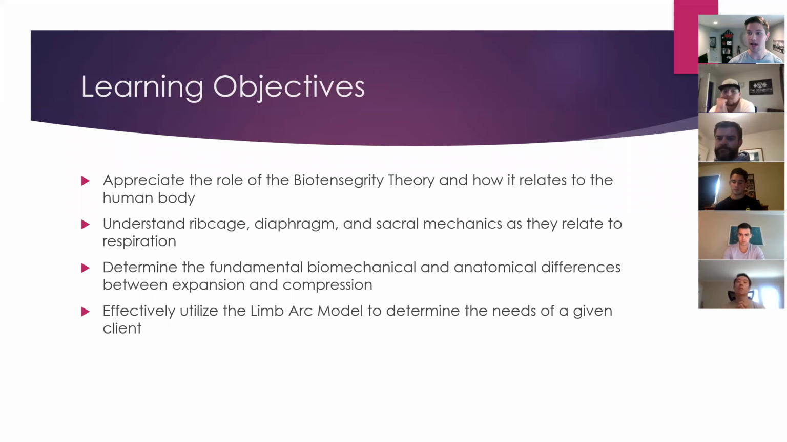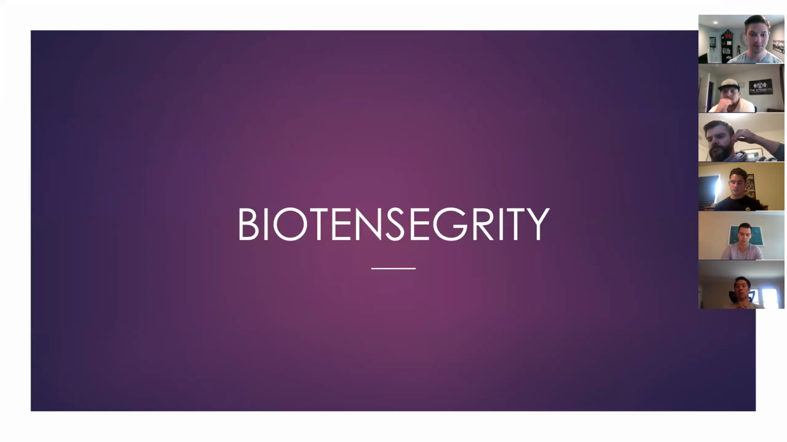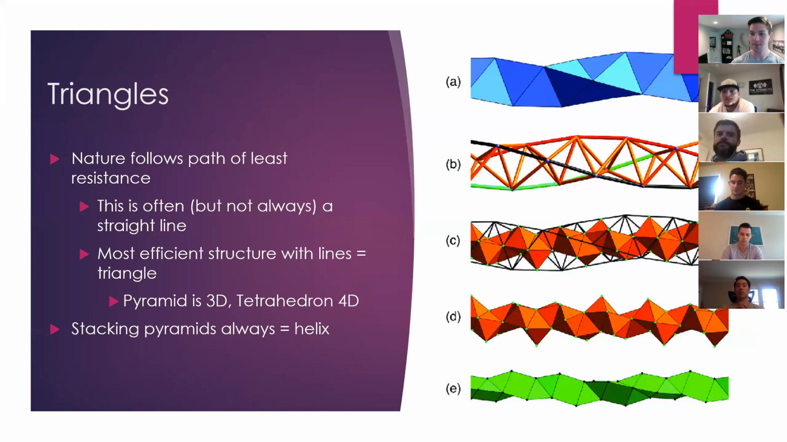So this is going to serve as our framework for the upcoming 12 weeks. All right, biotensegrity. So nature wants to follow the path of least resistance. That's just efficiency, because we want to spend the least amount of calories or energy units for the most amount of given results. So that's why, generally speaking, that's going to be a straight line. It's not always the case, but a lot of the time it is going to be a perfectly straight line.